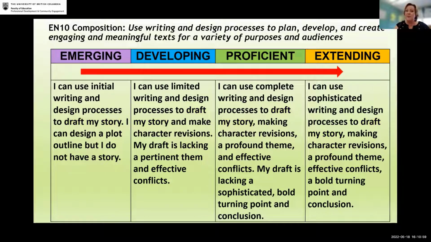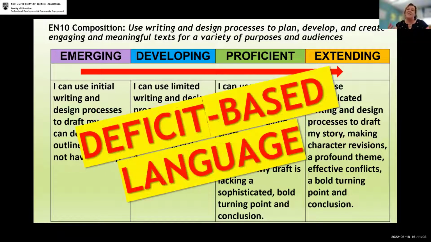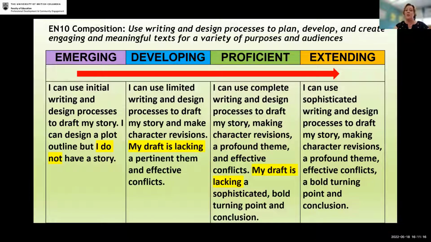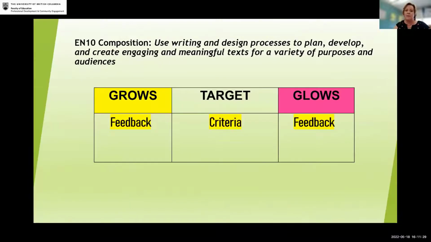The other problem with creating proficiency scales that are task specific is that I was using deficit-based language. And if I wanted my students to feel like they were winning as opposed to losing as they were working through a scale, I need to make sure I change that language. So instead of highlighting, okay, you're developing because your draft is lacking in something, I wanted them to feel like they were winning as they're actually working through some kind of a scale or sequence, okay?